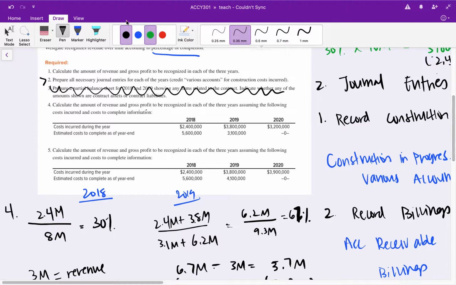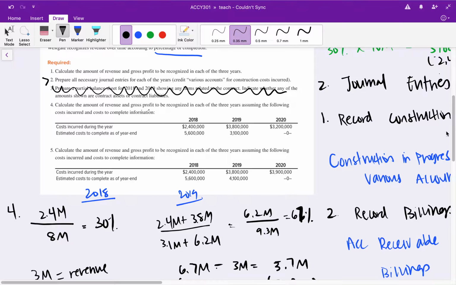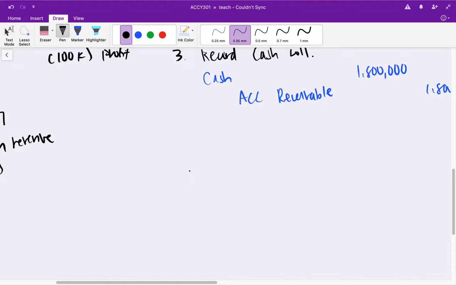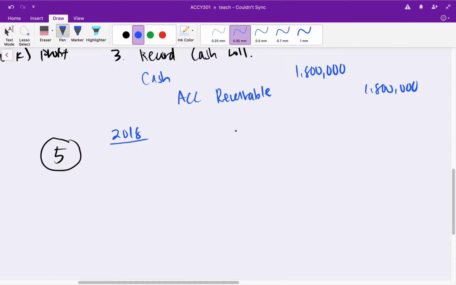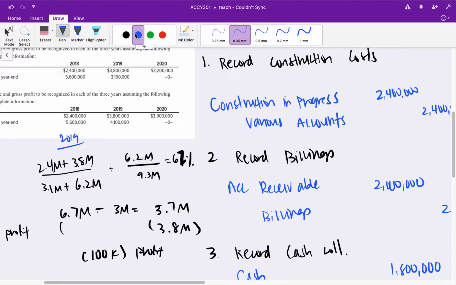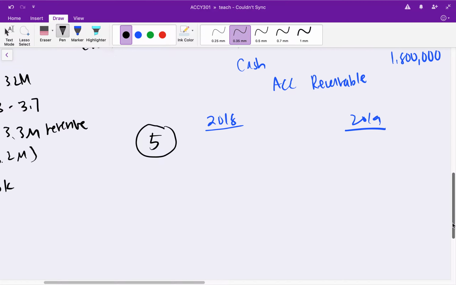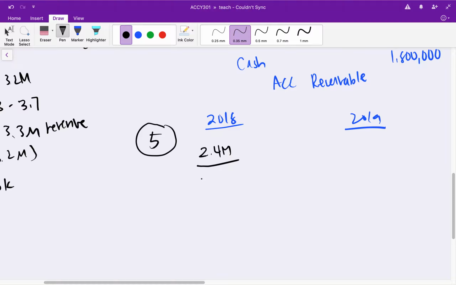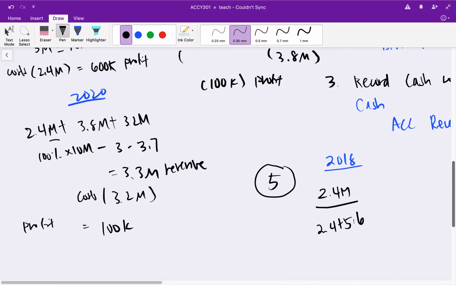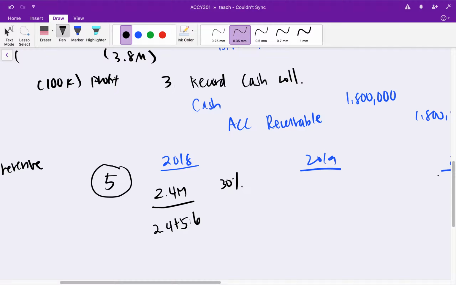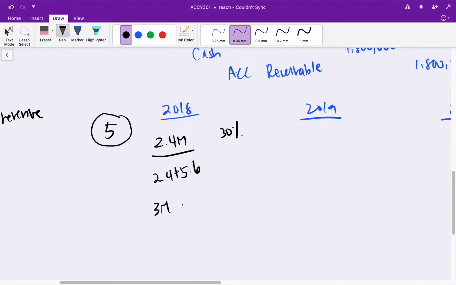And next we are going to move on to requirement 5. So again, these are even different costs. And we're going to work on it right here. So requirement 5. Again, what we're going to do is split it into 2018, 2019, 2020. Alright, so let's take our 2018 numbers. It says 2.4 and 5.6, so 2.4 million divided by 2.4 plus 5.6. So again, sorry, that's just 30%. And that would be 3 million in revenue.